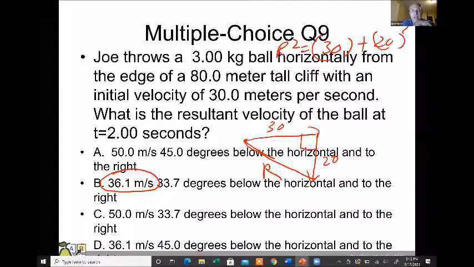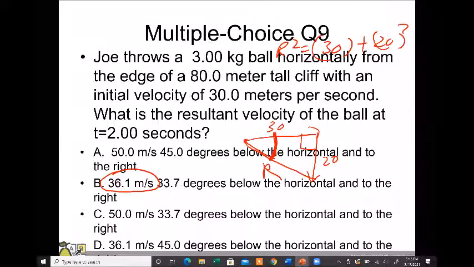Now, a lot of people would stop right there and they would say, okay, my answer is 36.1 meters per second. But remember, velocity is a vector. Direction matters. And when we have a vector that's not straight up, straight down, straight to the right, or straight to the left, we have to give that velocity in terms of an angle. And the angle that we typically like to find is the angle between the horizontal and the resultant. The smallest angle between the horizontal and the resultant, which would be that one. We can find that angle real easily using what trig function?